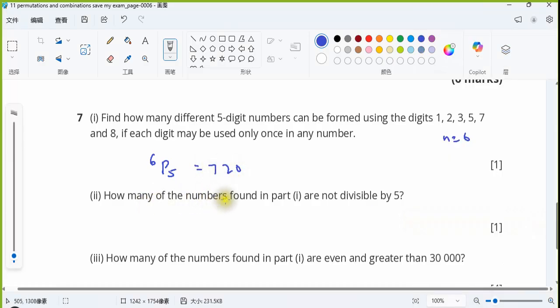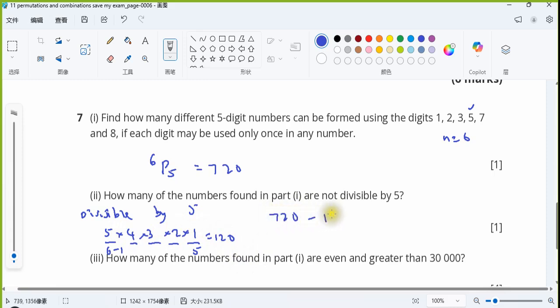How many of these numbers are not divisible by 5? So divisible by 5 means it ends with 5. With 1 only. Okay, then we have our 6 minus 1, then 5, 4, 3, 2. So this is 120. So we have 720 minus 120, which is 600 here.